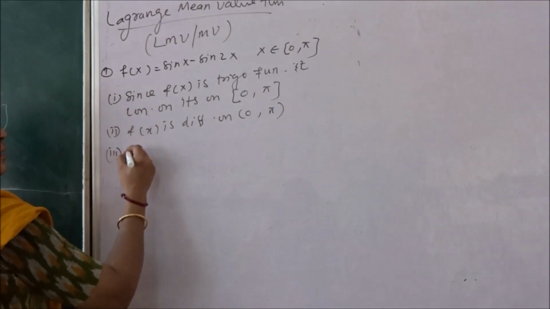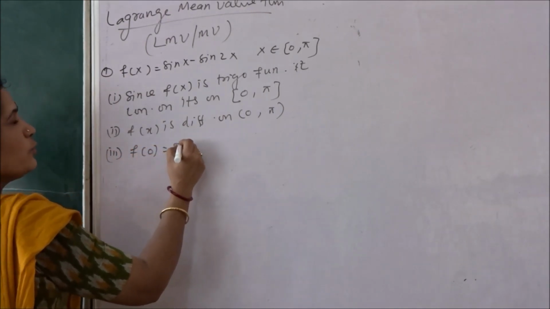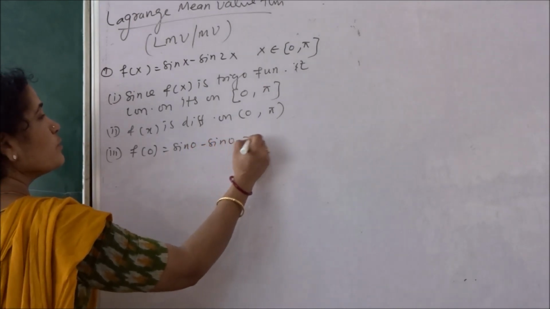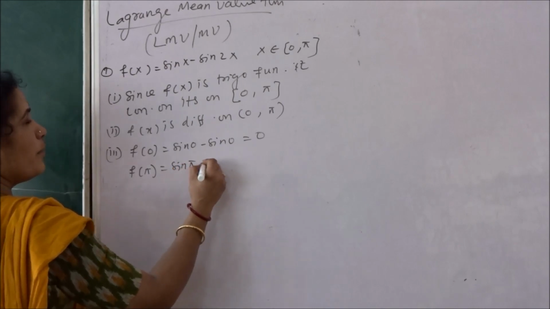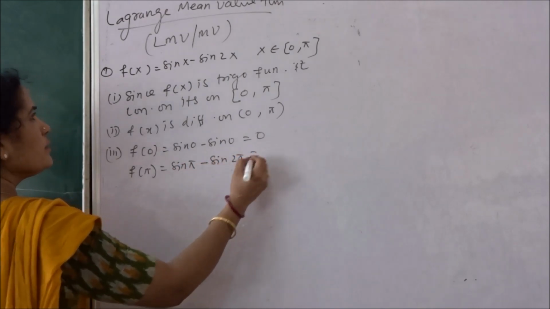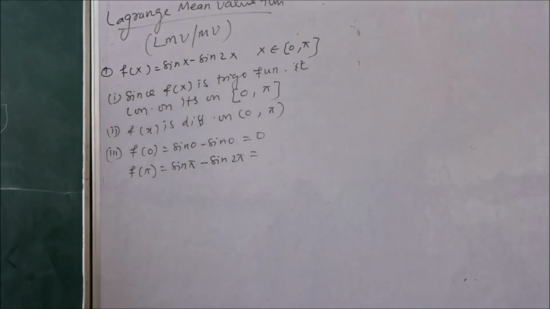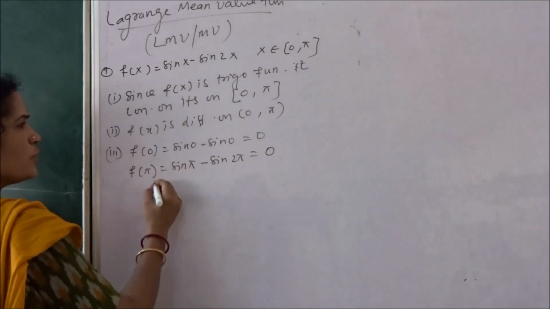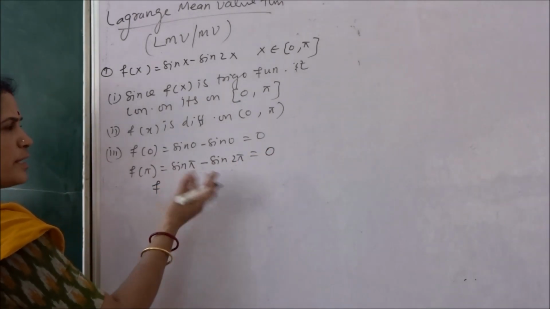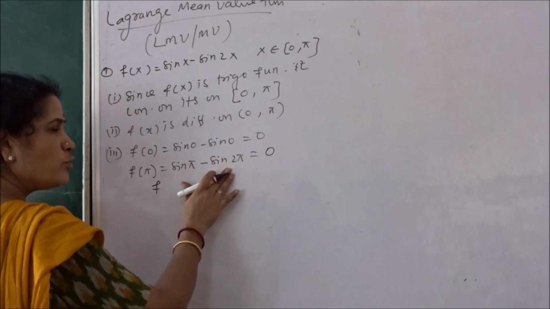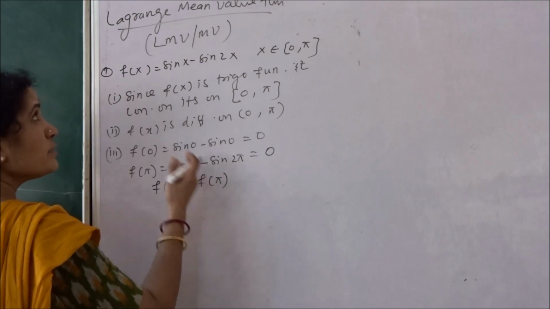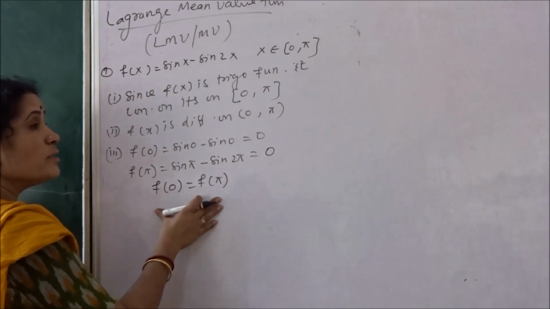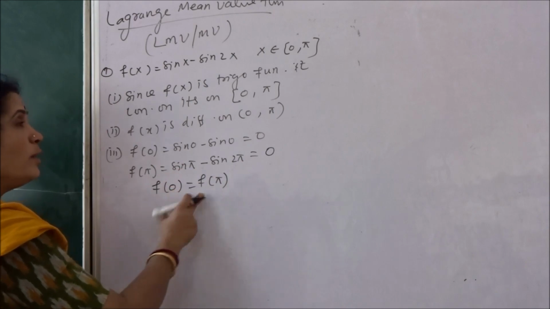Step number three: f of a is f of 0, which is sin 0 minus sin 0, and this becomes 0. Now f of pi is equal to sin pi minus sin 2 pi. Sin pi is 0, and sin 2 pi is also 0. So we are getting f of 0 equal to f of pi. So LMV is not applicable in this question.